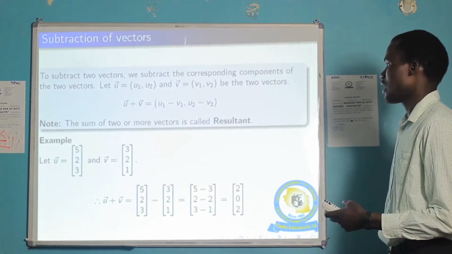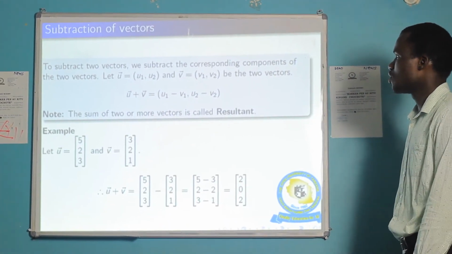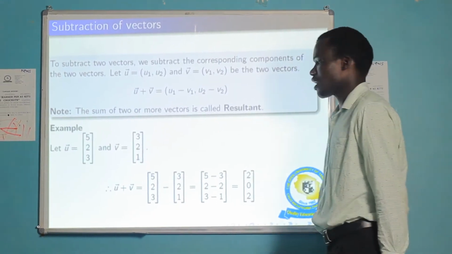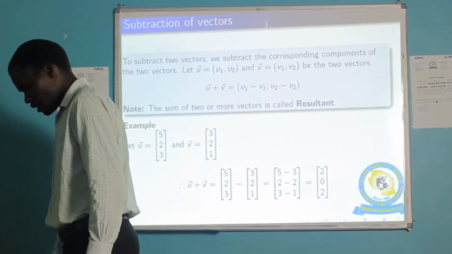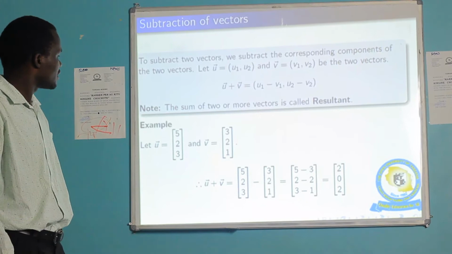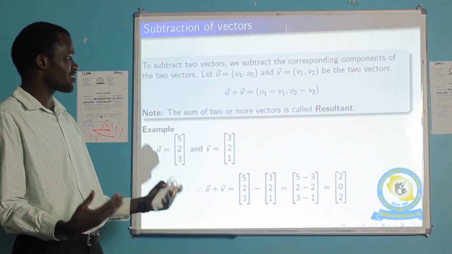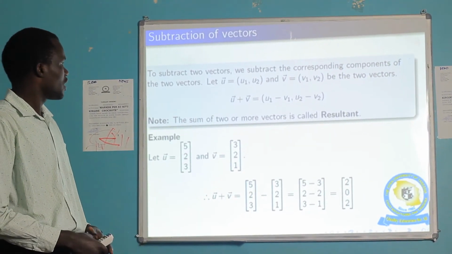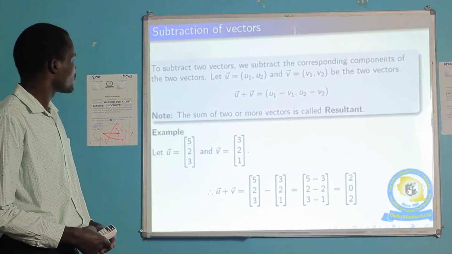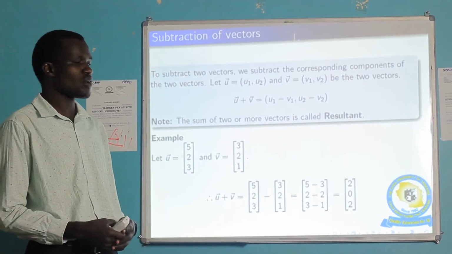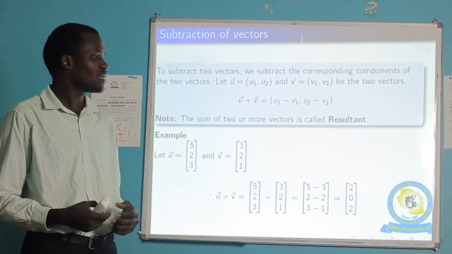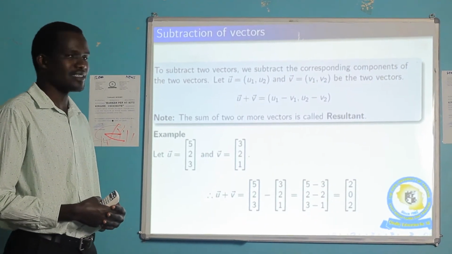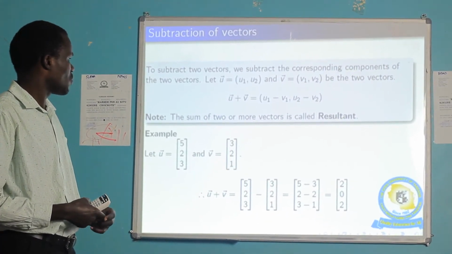So that's about addition of vectors. So let's go to subtraction of vectors. Subtraction of vectors works the same as addition of vectors. When you subtract two vectors, we also get a resultant of the two vectors.